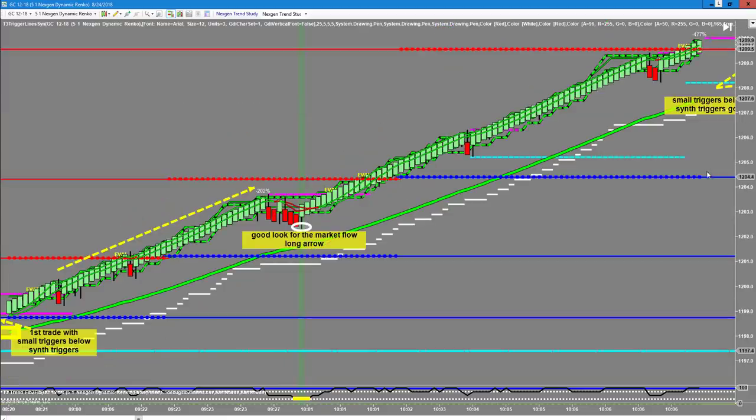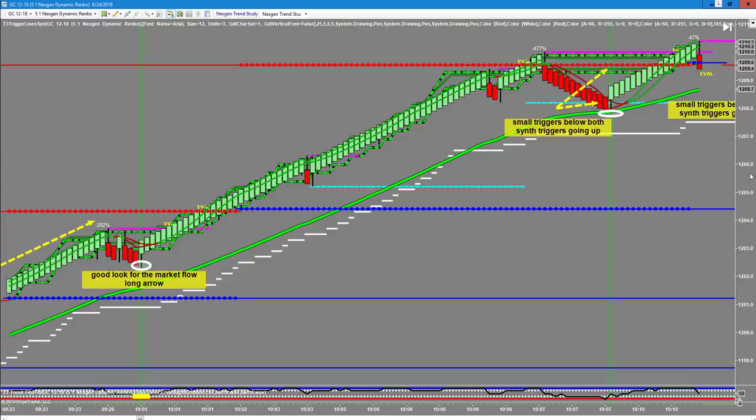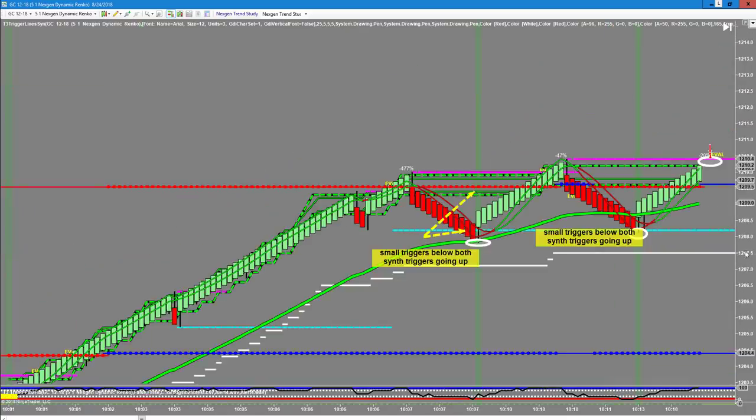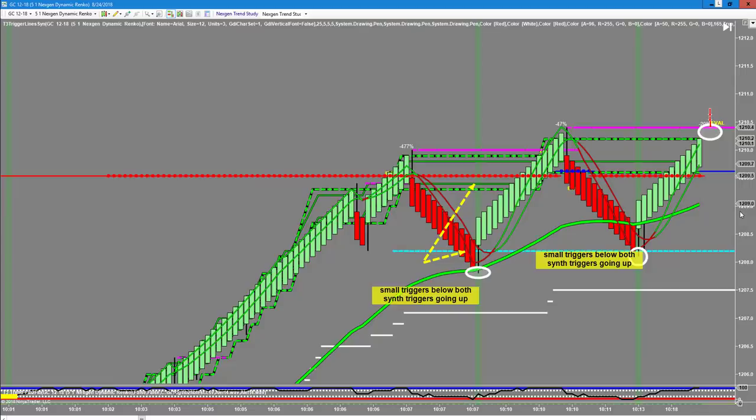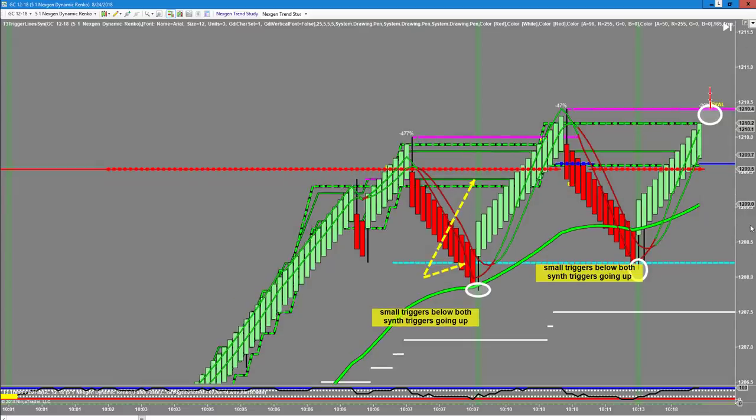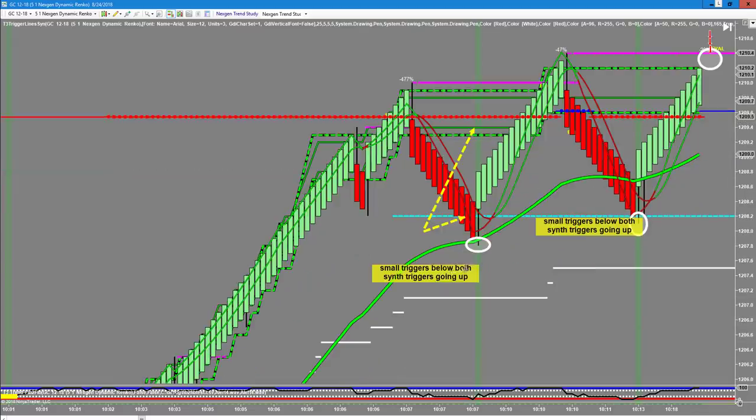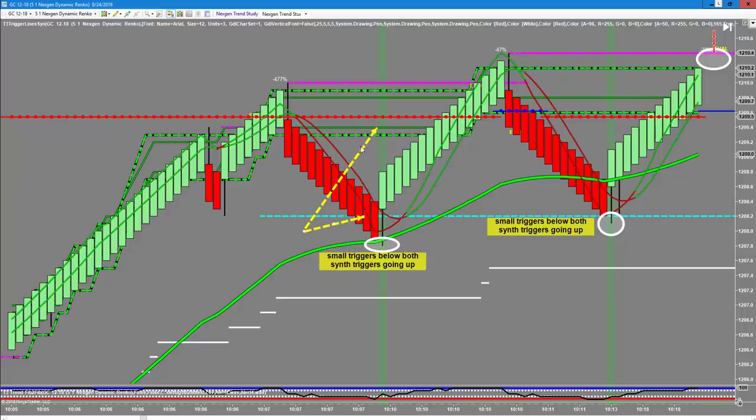All right, so obviously, look at where we end up, guys. Remember, we talk about one more long trade if our small triggers are below. Do you see the entry spot? It's almost shockingly obvious, isn't it? And then you have to ask yourself, did we make enough of a move in order to warrant one more trend trade?